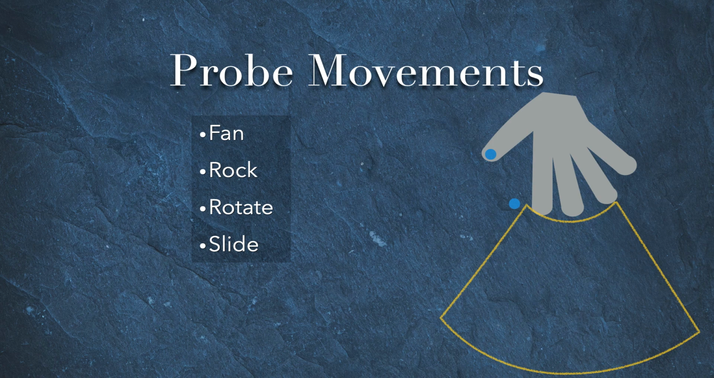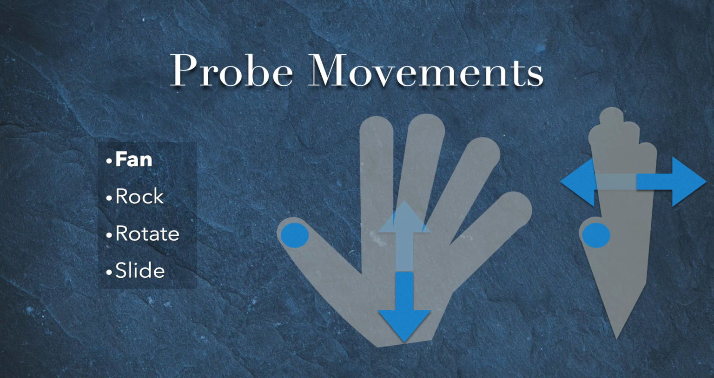There are 4 main movements of the probe. And as we go through these, I encourage you to think about your hand as a credit card thin slice of ultrasound beams coming out of your probe. Your thumb will be considered the probe marker, and your fingers will be considered the plane of sound waves coming out of the machine. Everyone ready for your sono hand?